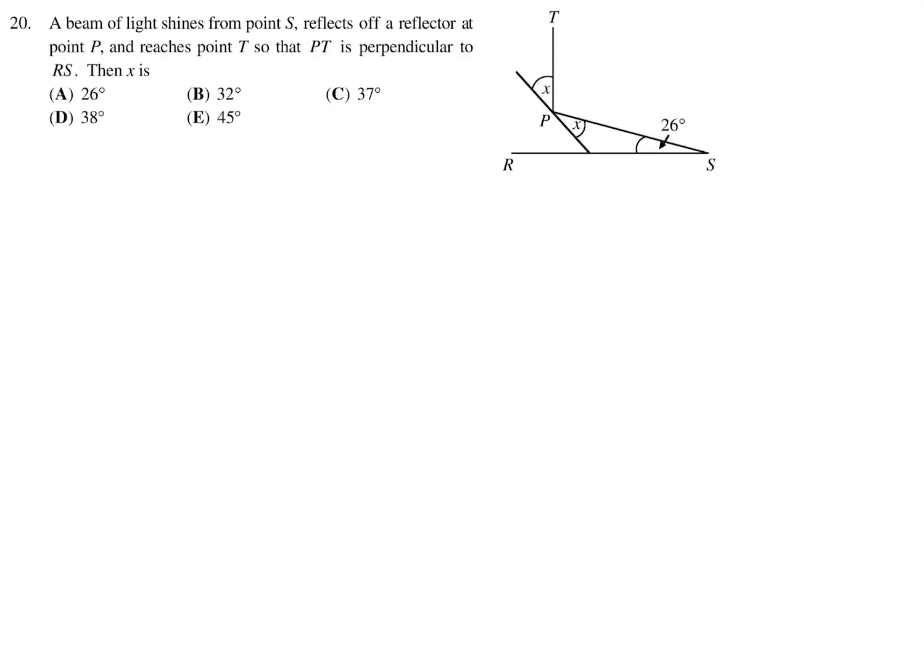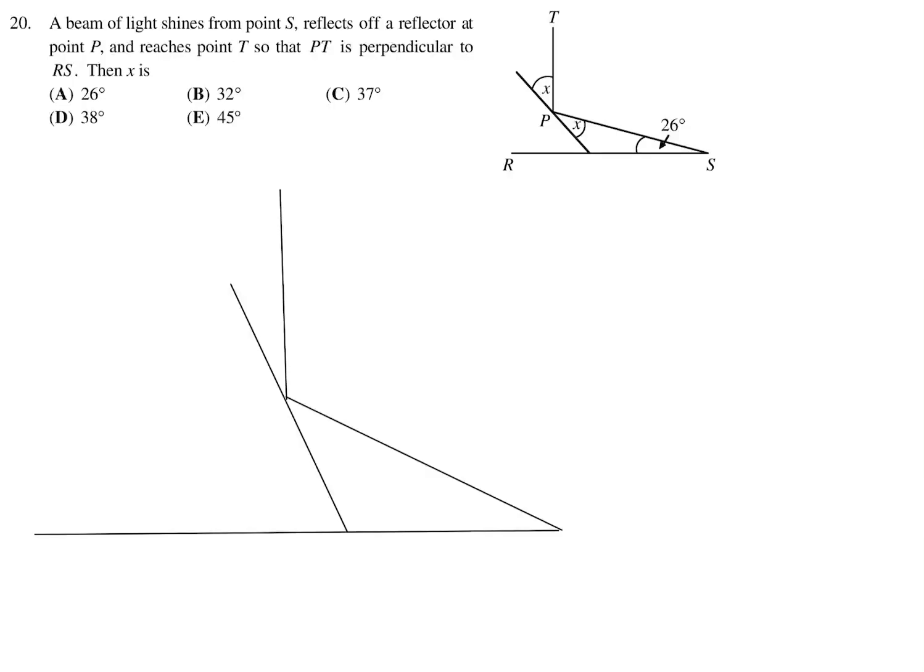A beam of light shines from point S, reflects off a reflector at point P, and reaches T so that PT is perpendicular to RS. Then X is. Well, the first thing I'd like to do is draw a diagram. Now, the key to this question is to drop a perpendicular from P to RS. So like this. Like that. And therefore this becomes 90, and we can then work with this question.